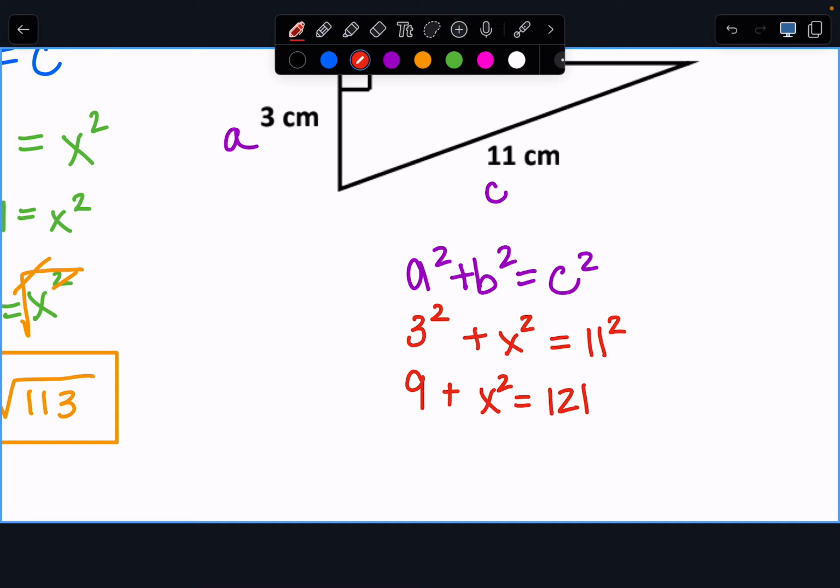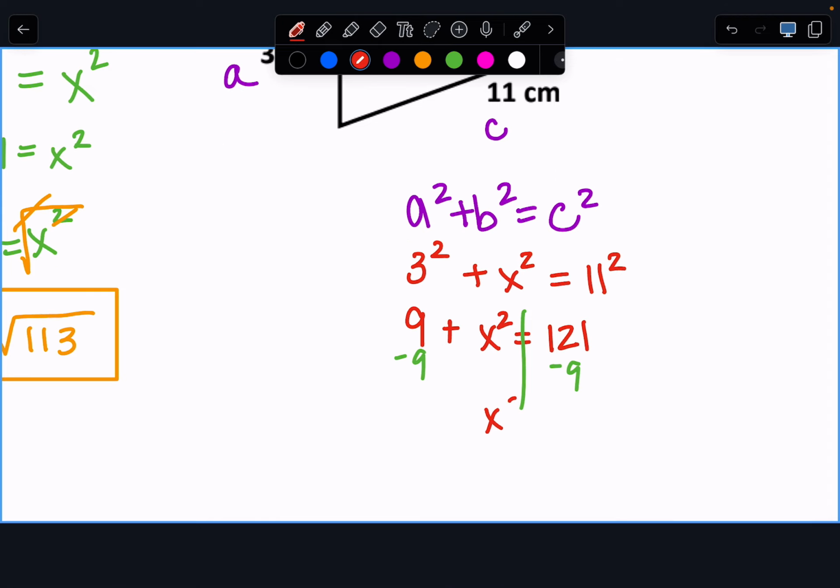Kaylee asked a question. Do we just minus 9? No, we got a square root. Okay. I have 9 plus x squared. I first need x squared by itself. So yes, we need to minus 9 from both sides. So we have x squared equals 112.